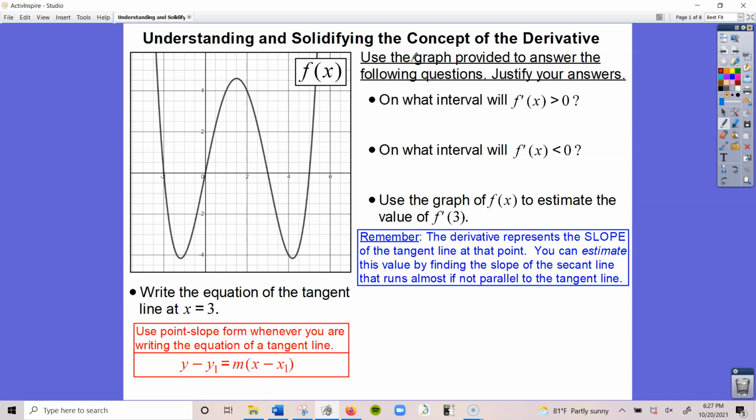Now this first question states, on what interval will f prime of x be greater than 0? If we're trying to figure out when the derivative is greater than 0, that means that the function would be increasing. So we would look at from what x to what x my function here is going up. What I like to do is label or pretty much draw on my graph where it's decreasing and where it's increasing and write down those x values. So on this end, we know that this is negative infinity, and on this end, it's positive infinity.